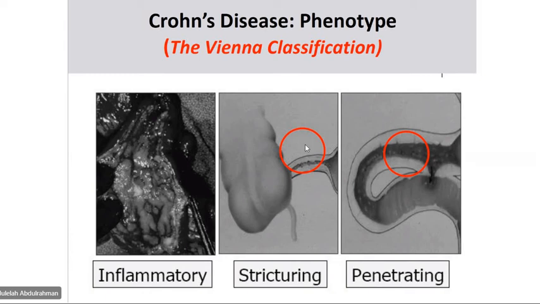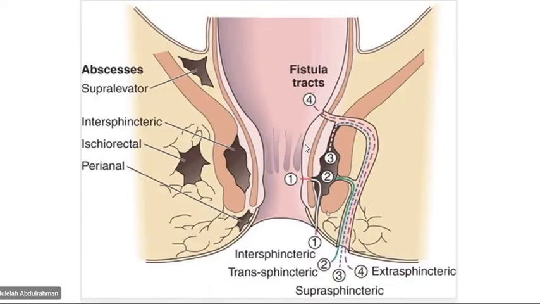If we use the extent, we talked about it early on. Now we're talking about phenotype depending on behavior. So this is a behavioral classification. In the old one, we called it Vienna. Now we are using the Montreal classification, the more recent version, which was revised. So either it's pure inflammatory, or stricturing, or penetrating disease. You can see how that is apparent here.